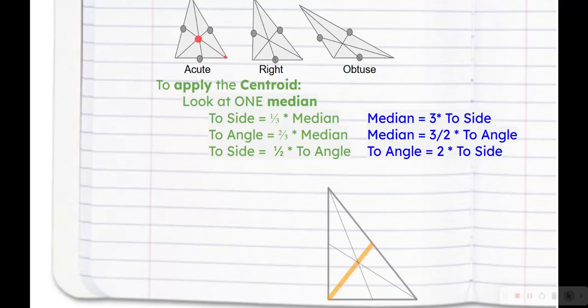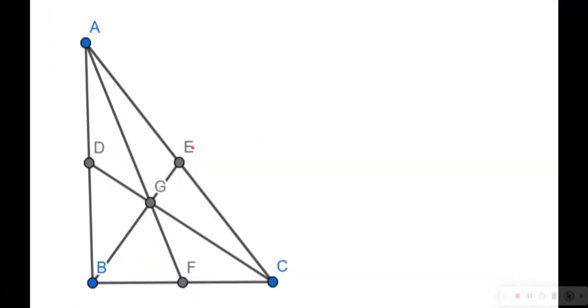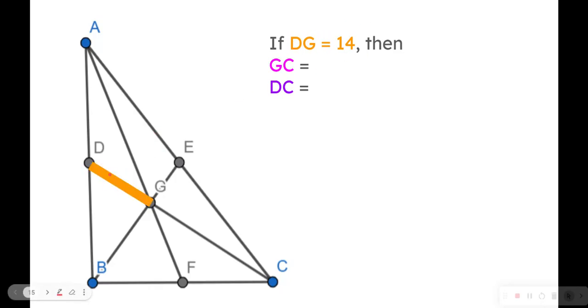So let's practice this concept. I think you should have 3 triangles on the bottom of your page. Okay, so for the first example, if DG equals 14, then what is GC and what is DC? Let's solve one problem at a time. So I'm going to look at DG, and DG is from here to here, and that is the segment from the centroid to the side.